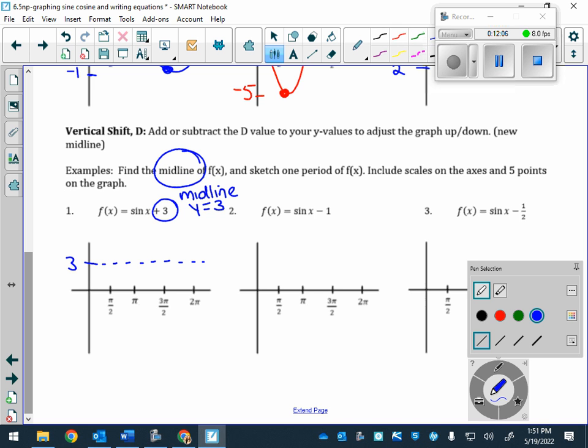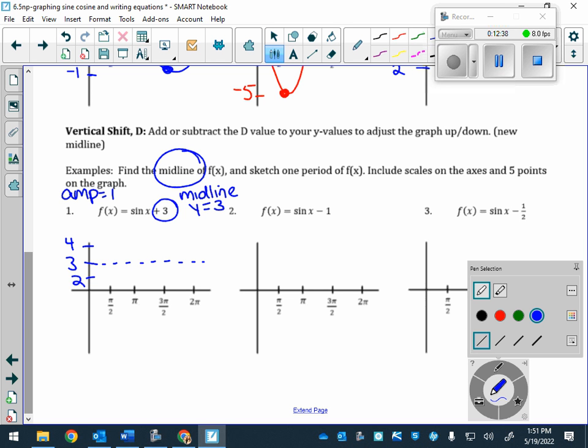What is our amplitude of this function? 1. So what that means is, from your midline, you count whatever the amplitude is. So 3 plus 1 is 4, 3 minus 1 is 2. So your graph is going to be between 2 and 4 instead of negative 1 and 1. Does that make sense? Because we shifted everything up.